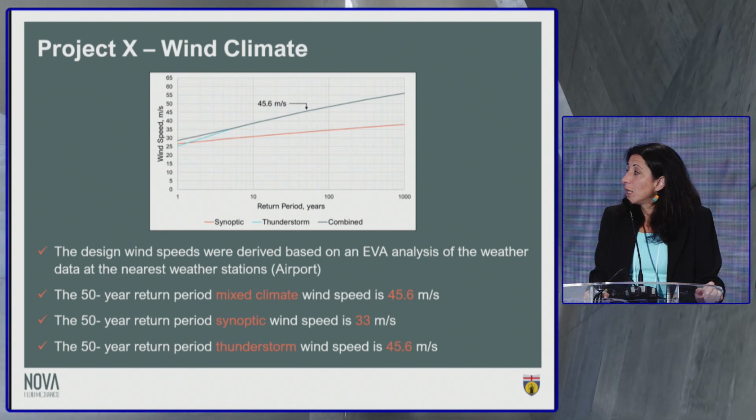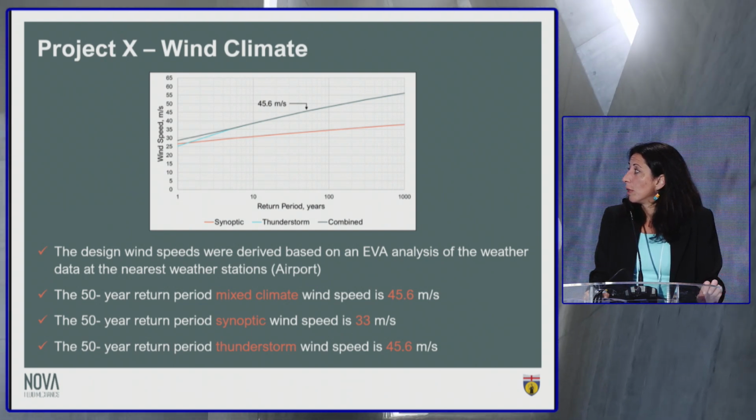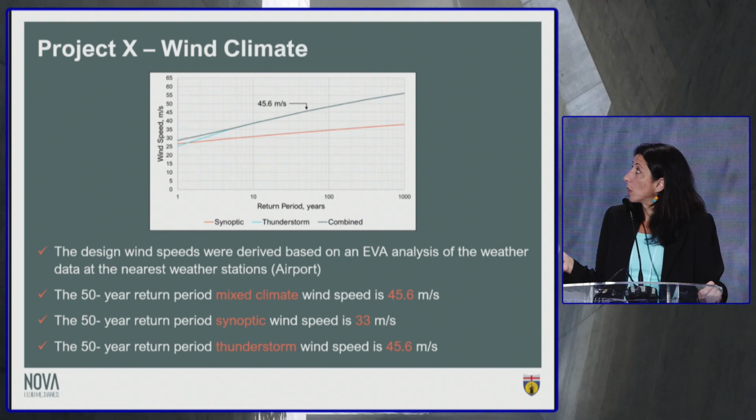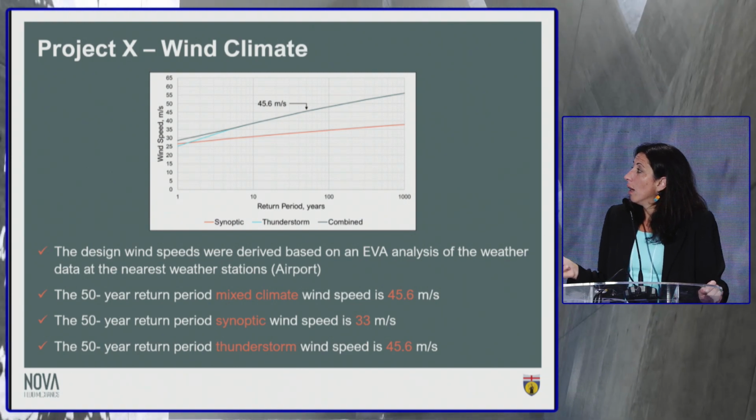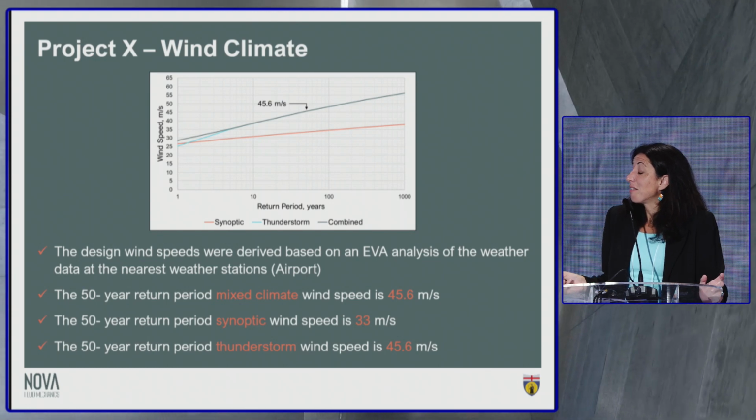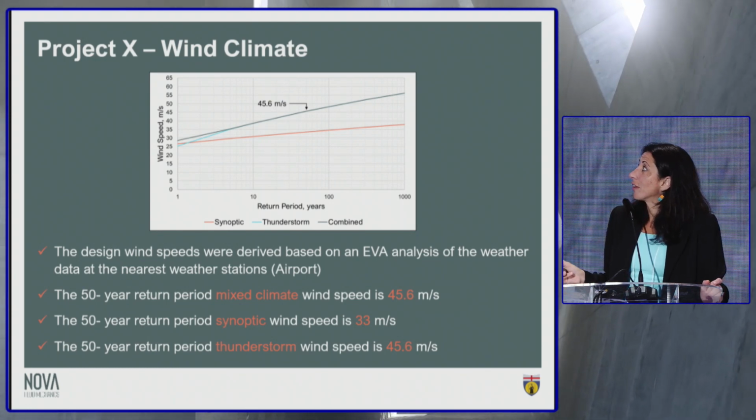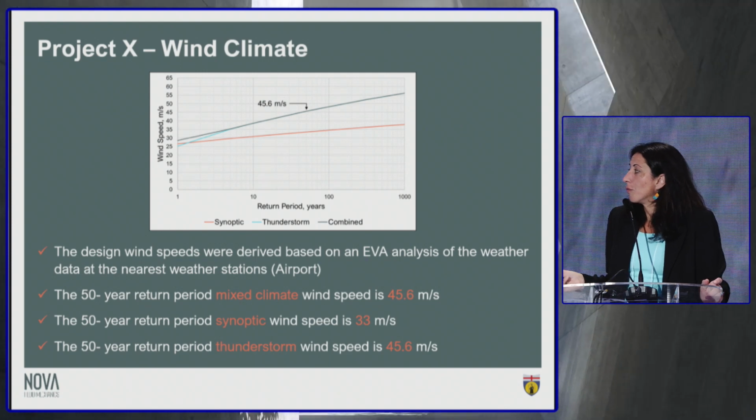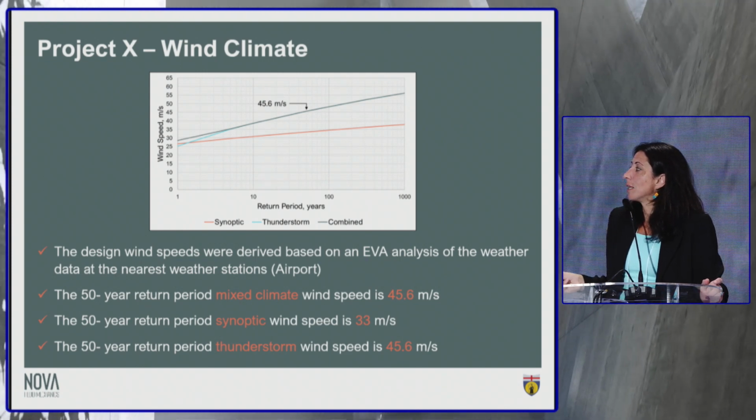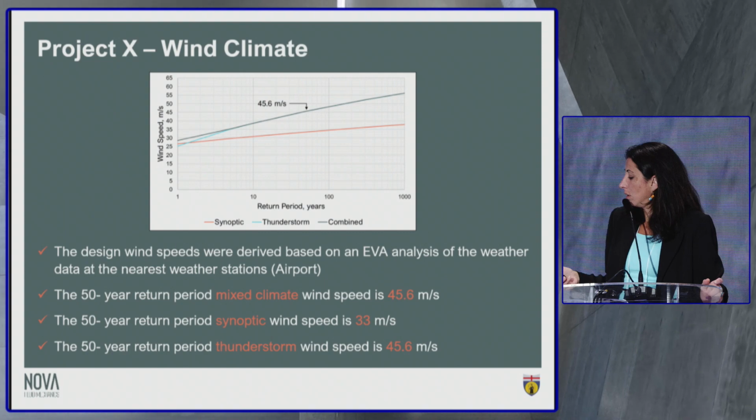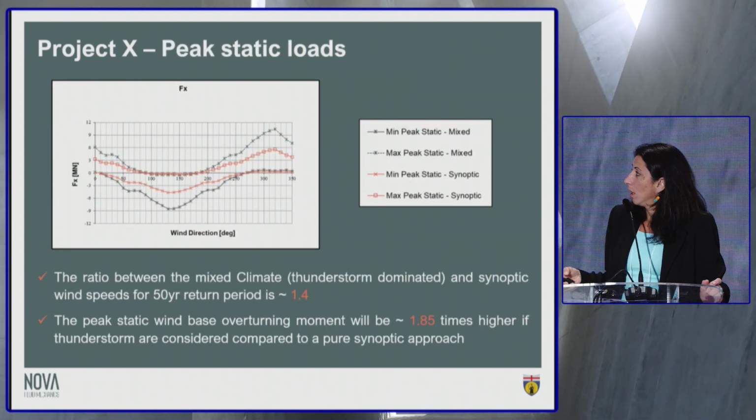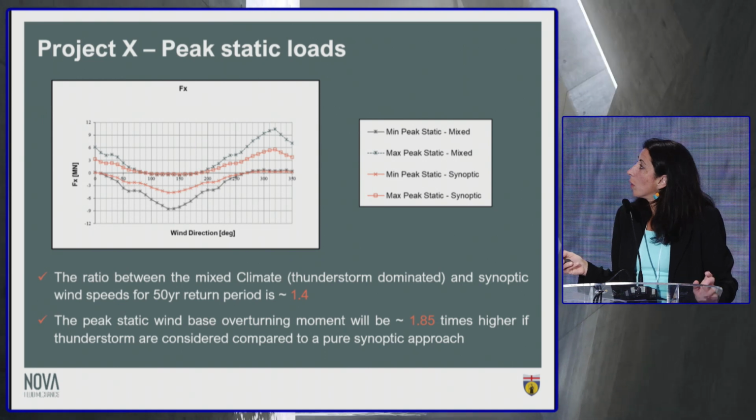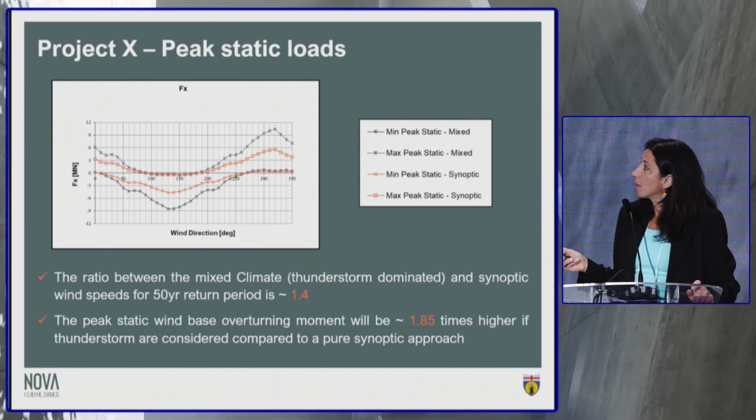The 50-year return period mixed climate wind speed is 45.6, which is the one we need to use to design. The synoptic wind speed for 50 years, this is an extreme case, is very low, it's only 33. And the thunderstorm speed is obviously 45.6, it drives the design. So, in a nutshell, what I want to show you is the difference in loading.